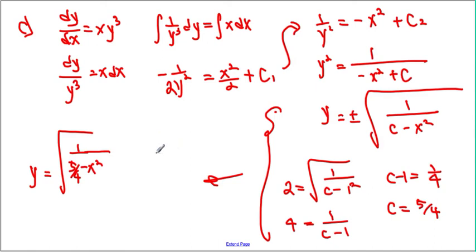Now, this is a good enough answer, but if you want to write it a bit more clearly, multiply top and bottom by 4, then we get 4 over 5 minus 4x squared. That's also another way of writing it.